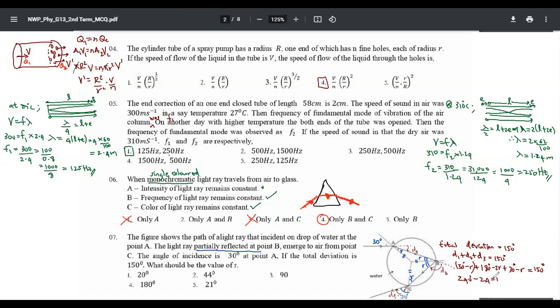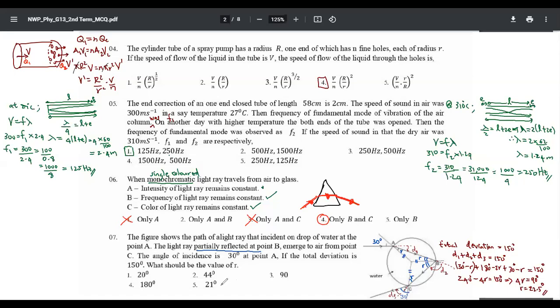240 minus 4R, that is equal to 150. You are getting 4R is equal to 90. That means R is equal to 22.5. When you divide 90 by 4, that is 45 by 2, which is 22.5. Right. So what is the answer?